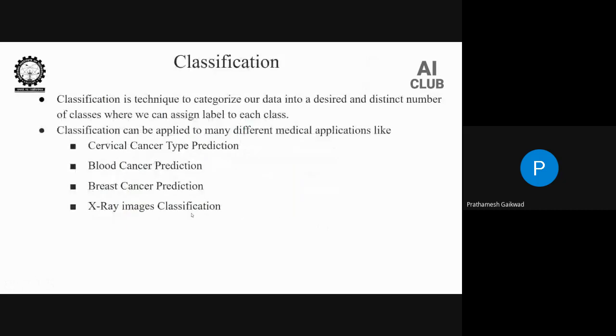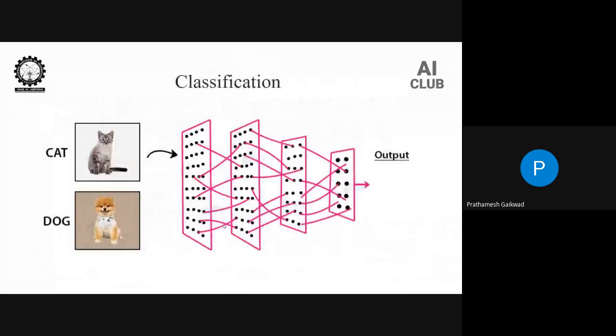Classification. Classification is a technique to categorize our data into a desired and distinct number of classes where we can assign a label to each class. This is an application of CNN, or you can say computer vision, in which we can divide our data into distinct classes and assign labels to them, and the neural networks can do this tedious task of classifying and labeling them. Classification can be applied to many different medical applications like cervical cancer type prediction, blood cancer prediction, breast cancer prediction, x-ray image classification.